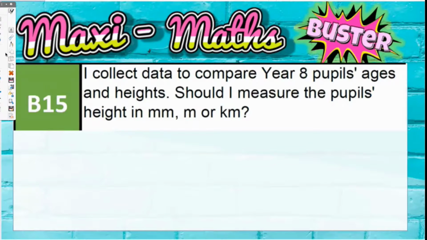Question B15. This one's really just testing your knowledge of units and being able to select the most appropriate unit. So we're collecting data to compare year 8 pupils' ages and heights. Should I measure the pupils' heights in millimeters, meters, or kilometers?